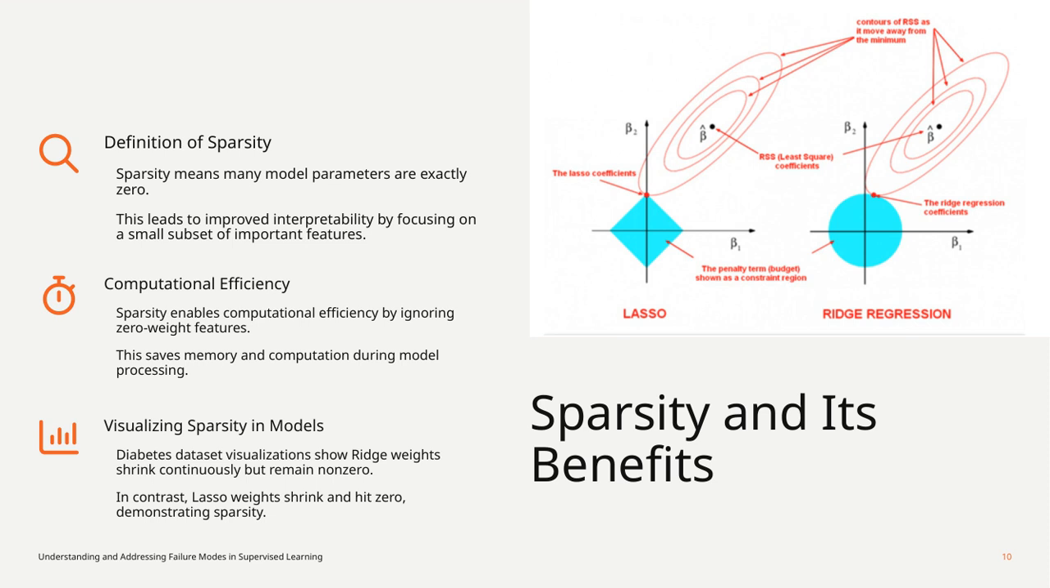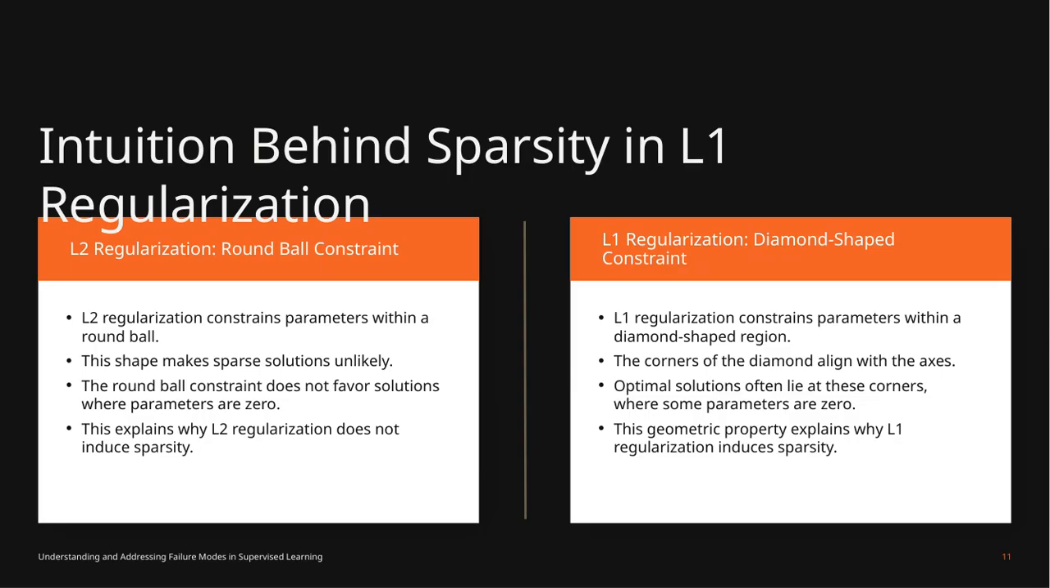This visual difference really highlights how sparsity works in practice. In summary, sparsity helps us create models that are both easier to interpret and more efficient to run. It's a powerful tool for addressing some of the common failure modes we see in supervised learning. Let's take a closer look at understanding and addressing failure modes in supervised learning, specifically through regularization techniques.